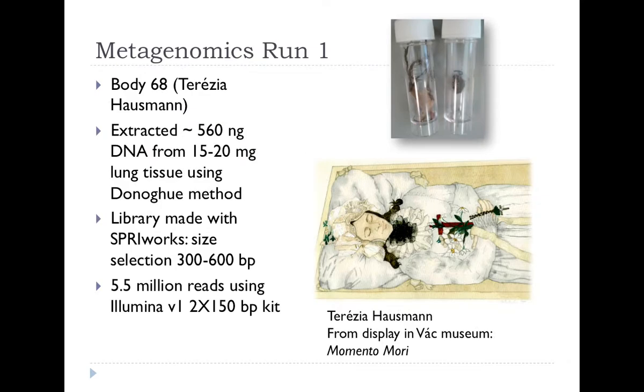So we went in and did a metagenomics run on this Teresia Hausmann, extracted some DNA from lung tissue, made a library, and we got, it wasn't a very good run actually, we only got 5.5 million reads, but nonetheless that was enough to give us something very interesting. So this is a reconstruction of what Teresia Hausmann looked like when she was deposited in the crypt, and the material that we actually got to work on.